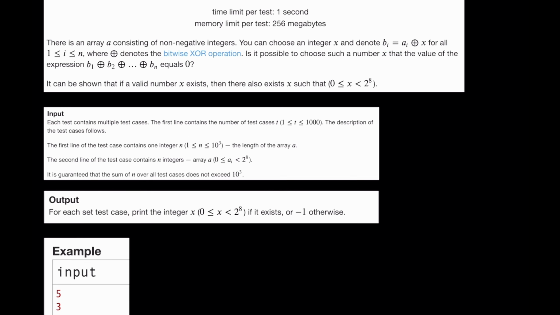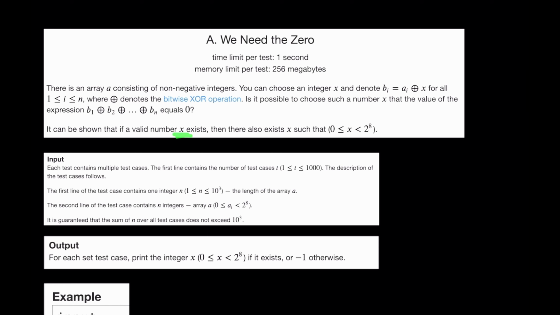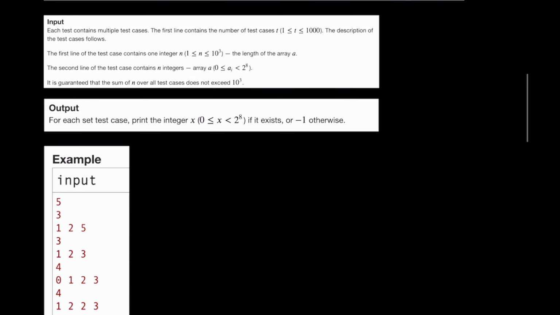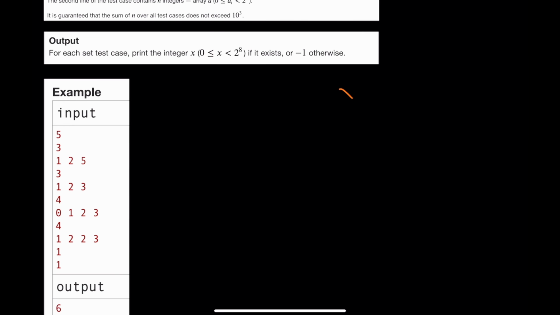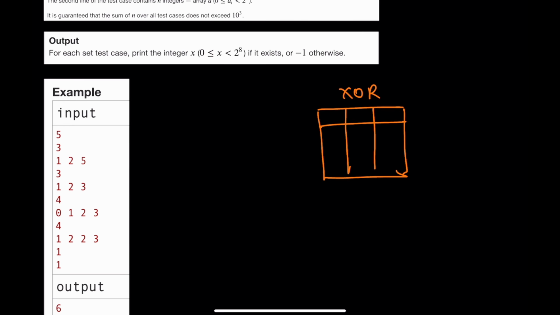It can be shown that if a valid x exists, then there is also an x such that x is less than 2 to the power of 8 and greater than or equal to 0. So we need to print x. Let's first discuss the properties of XOR. This is A, B, and this is A XOR B. 0, 0, 0, 1, 1, 0, 1, 1. So XOR gives 0 when the inputs are the same and 1 if the inputs are different.